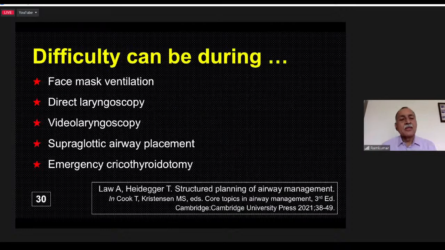Now, difficulty in airway management can arise from one of these five areas of airway management. It can be a difficulty in face mask ventilation, difficulty in performing direct laryngoscopy, difficulty in video laryngoscopy, difficulty in placing a supraglottic airway device, and difficulty in emergency cricothyrotomy. And all of this is very beautifully described in a textbook by Tim Cook and Christensen.